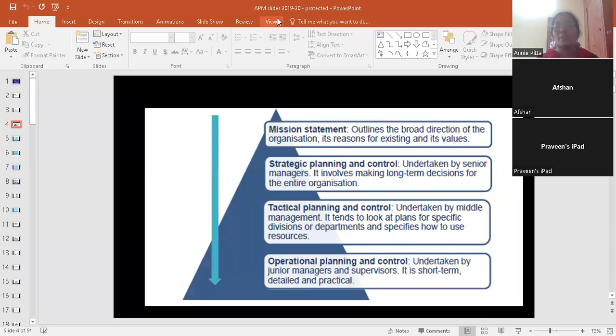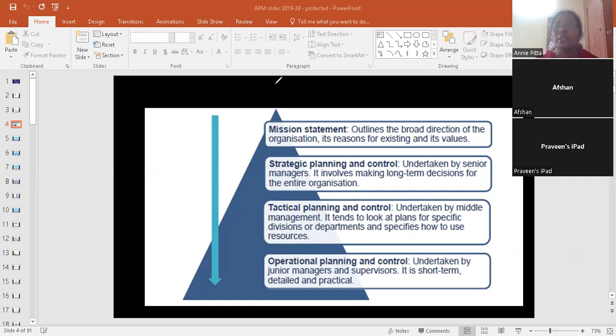We see that the mission statement outlines the broad direction of the organization, its reasons for existing, and its values. Coming to the strategic level, we also call it the top level management. When they are involved in planning, what are they involved with? They plan for the entire organization as a whole. The planning involves the entire organization as to what products and services they would be producing and selling, and what markets they would be present in. It is about the entire organization.